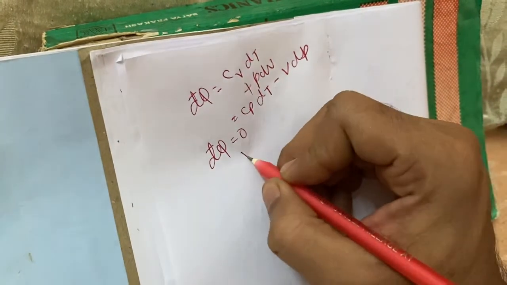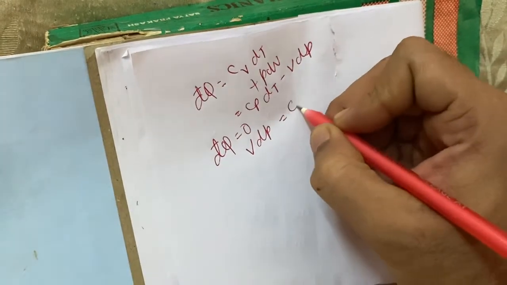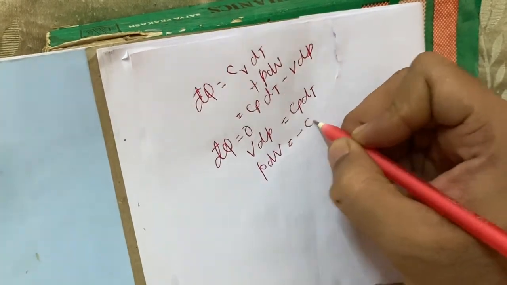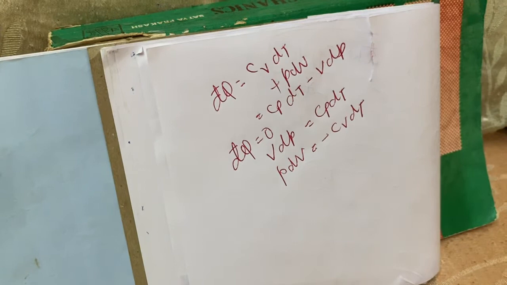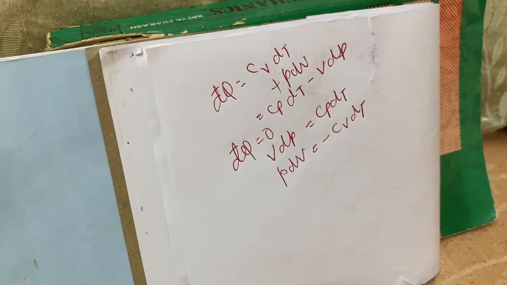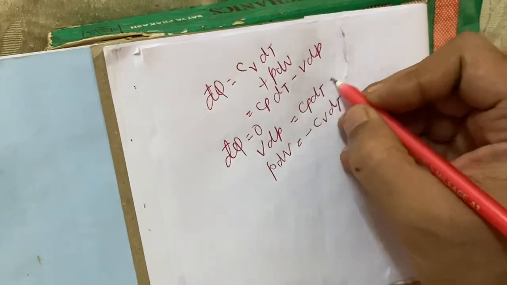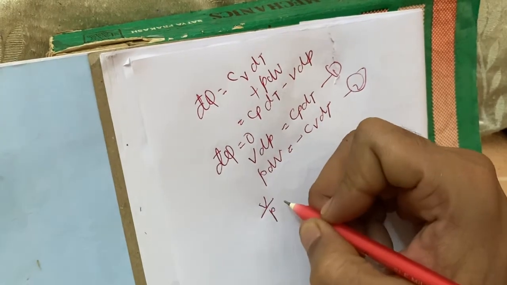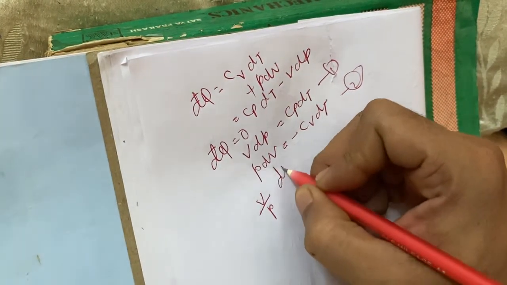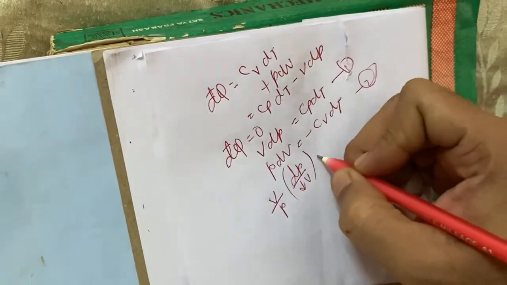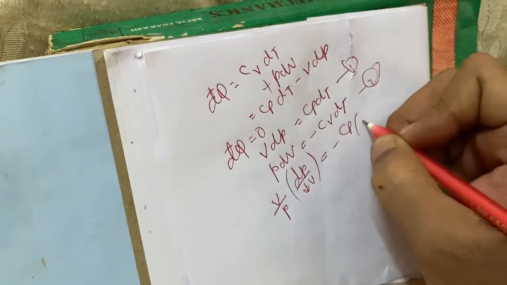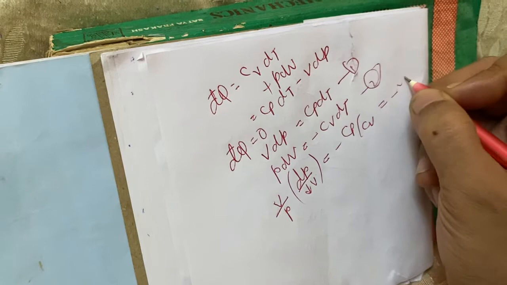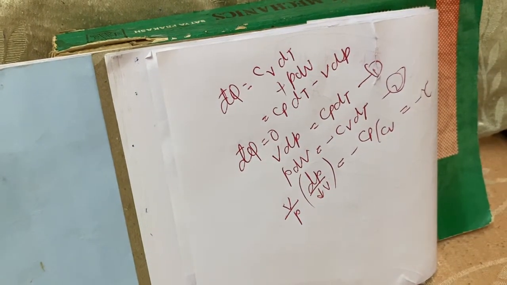So, V dp is equal to Cp dt and P dv is equal to minus Cv dt. Just dividing these two equations 1 and 2, we get V by P dp by dv is equal to minus Cp by Cv, which is equal to minus gamma. You know, gamma is equal to Cp by Cv.